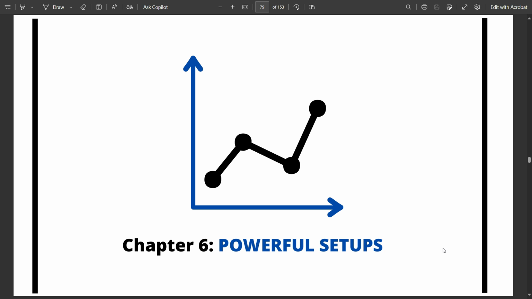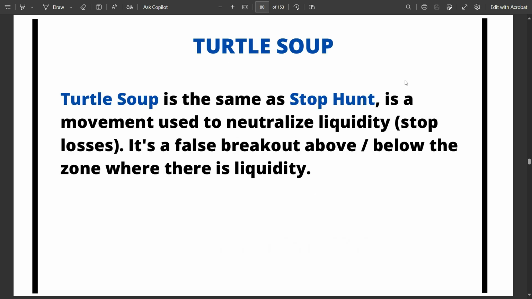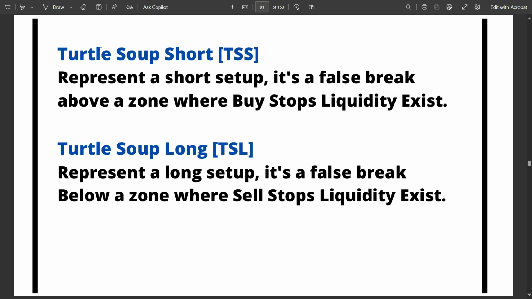Moving on to the powerful setups. Some have criticized the translation, but as the book states, a turtle soup setup is like a price move designed to neutralize liquidity, which in this case means stop losses. It represents a fake breakout above or below a liquidity area, a common occurrence in the market.